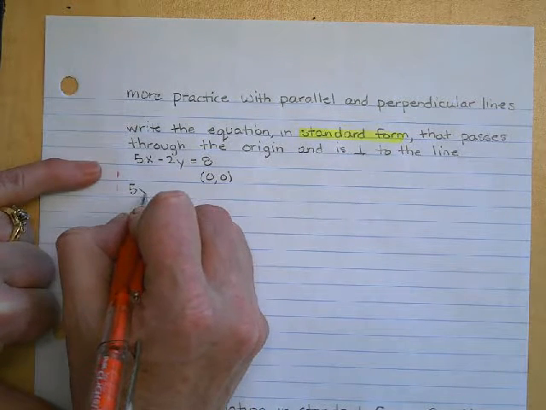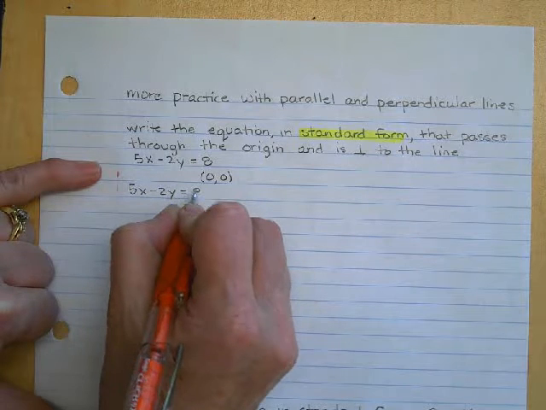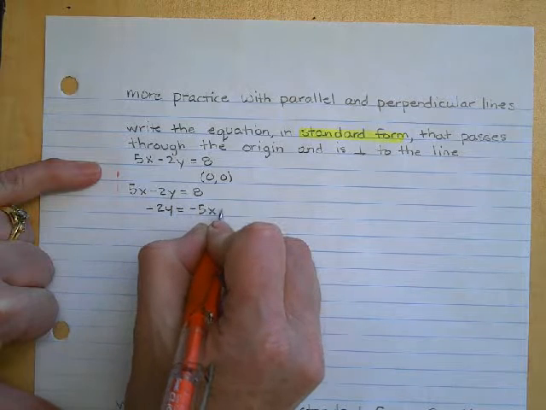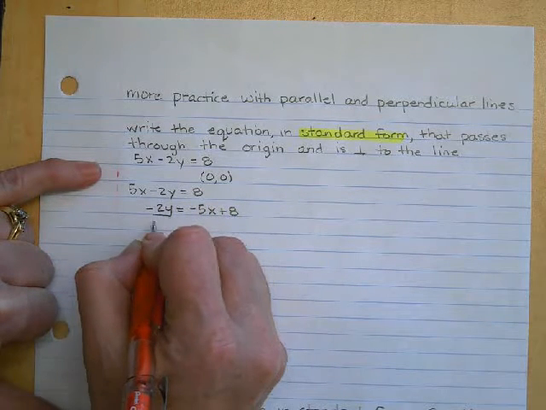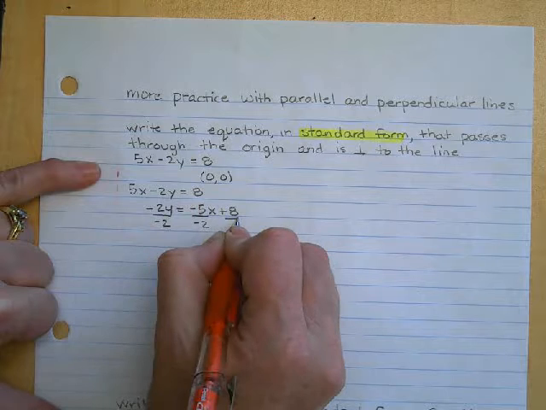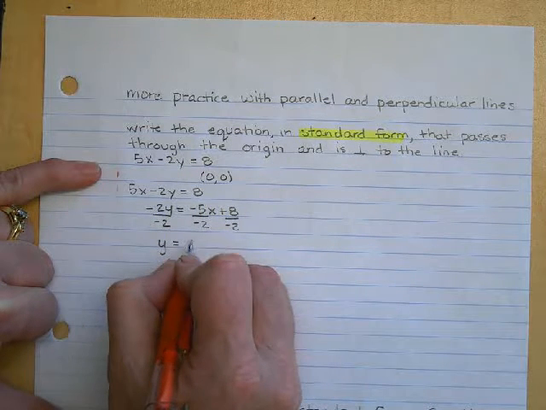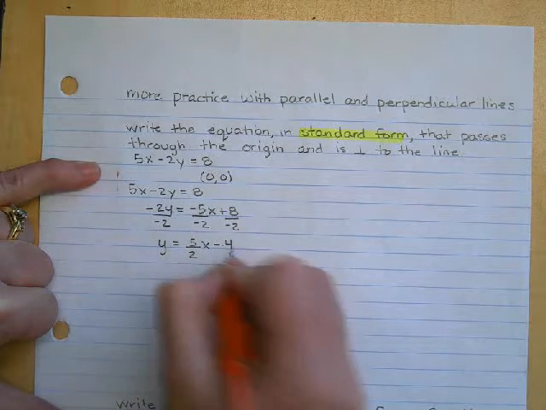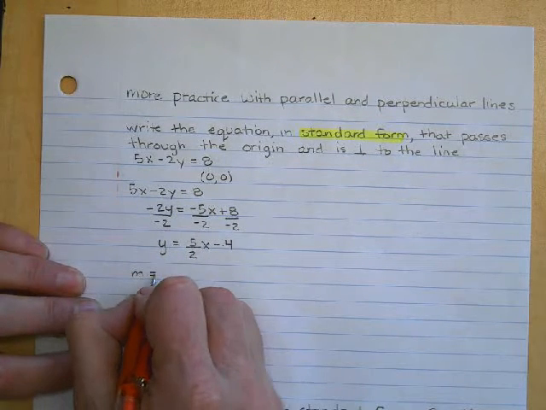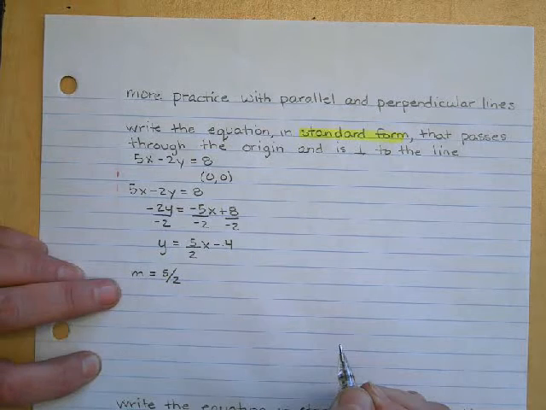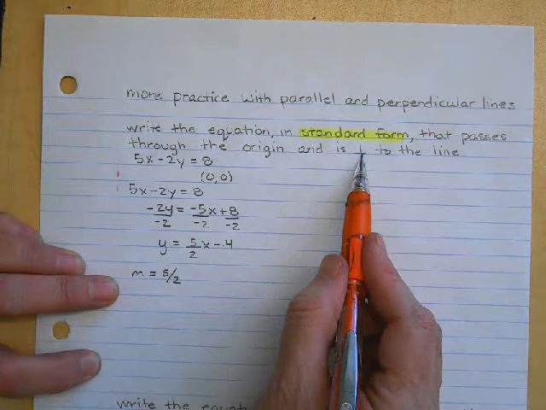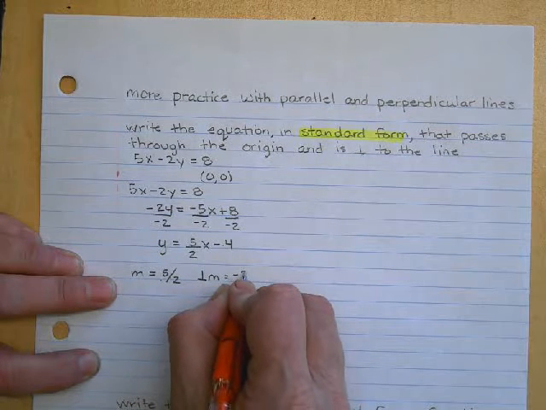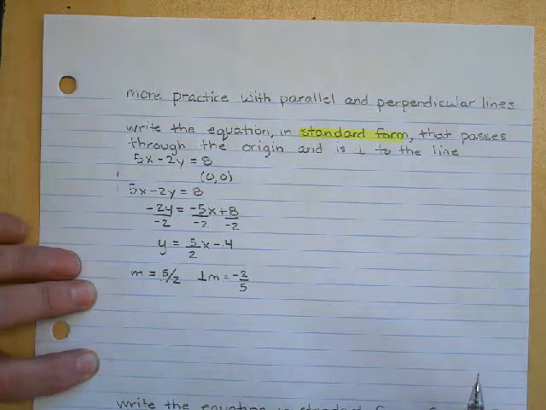Okay, I'm going to put it over here. So I'm going to say 5x minus 2y equals 8. Negative 2y is negative 5x plus 8. Then I'm going to divide everything by negative 2. And I'm going to get that y equals a positive 5 halves x minus 4. Okay, so the slope of this line is 5 halves. But I want a line that's perpendicular to this line. So the perpendicular slope is going to be negative 2/5.